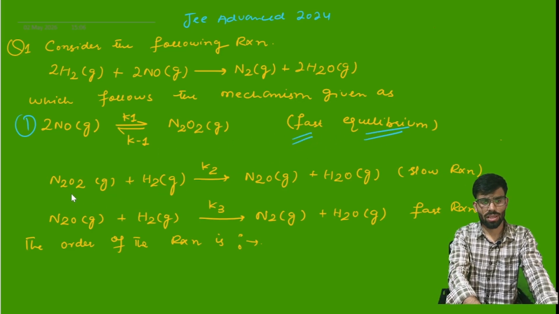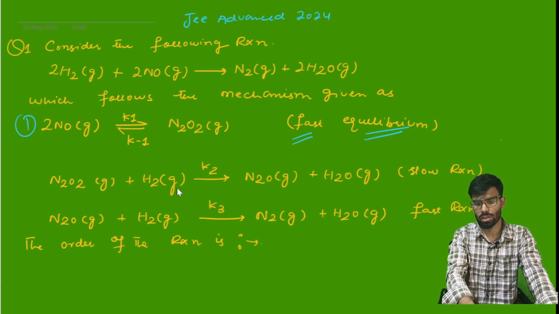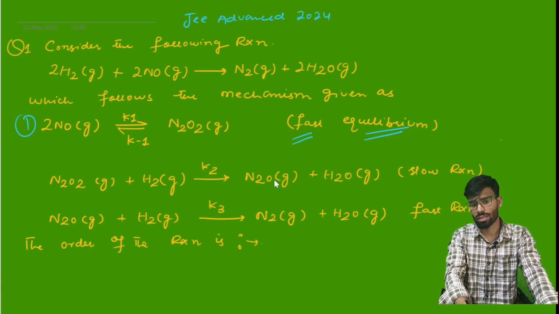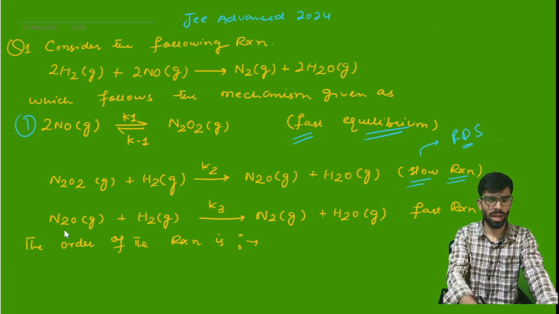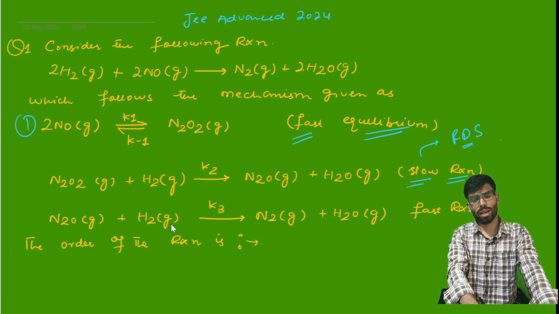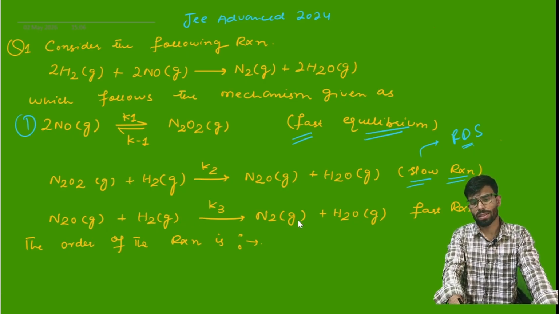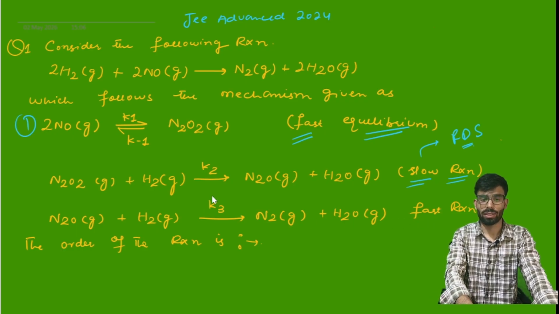The second step is N2O2 gas plus H2 gas gives N2O gas plus H2O gas. The rate constant involved here is K2, and this step is the slowest step. That means it is the RDS, rate determining step. And the third step is N2O gas plus H2 gas gives N2 gas plus H2O gas. It is a fast step as well, and the rate constant mentioned here is K3.